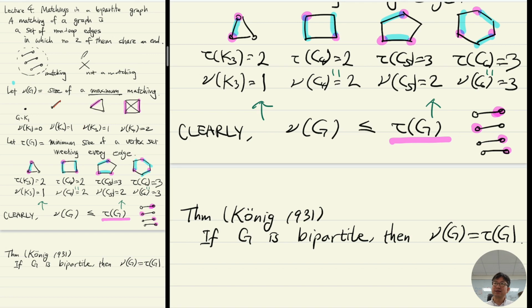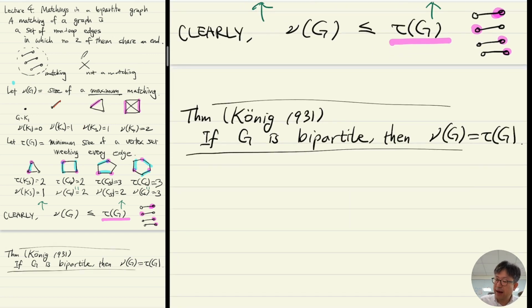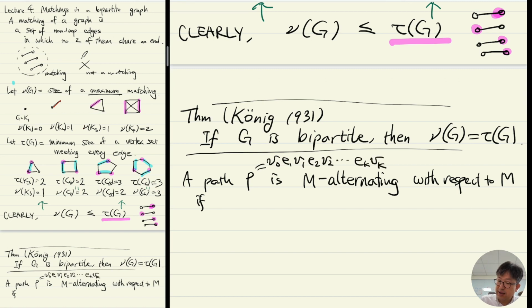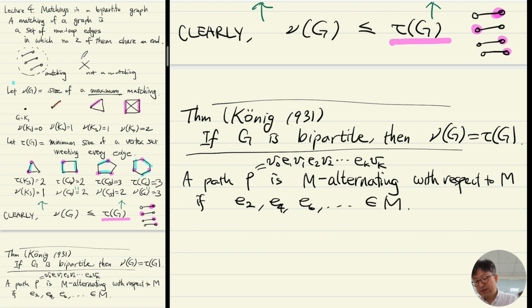So we're going to prove this. So how are we going to prove that? We're going to use the idea of alternating paths and augmenting paths. Okay, so a path P is M-alternating with respect to M if, okay, let me write P as v0, e1, v1, e2, v2, ..., ek, vk. So a path is M-alternating if every other edge, the edges in the even locations, e2, e4, e6, these are in M. Then we say it's M-alternating.